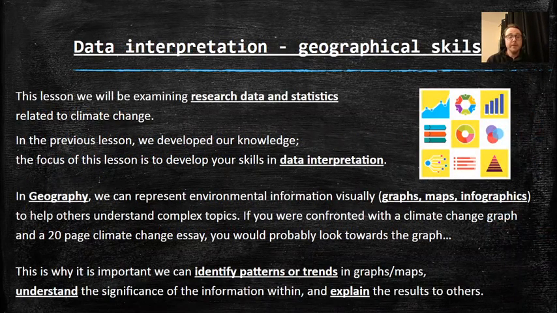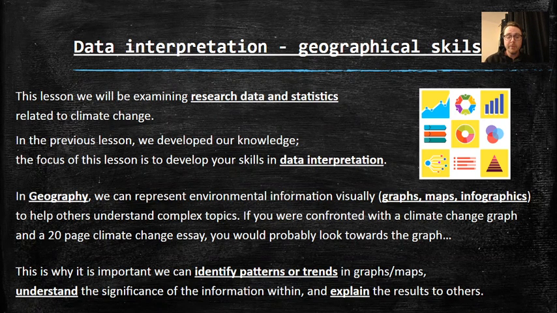So, this lesson will be examining research data and statistics. We're throwing out the textbook, not reading through Mr. Tapley's slides. We're looking at some numbers, some pretty pictures. And all of this is related to climate change. In the previous lesson, as I mentioned earlier, we developed our knowledge. The focus of this lesson is to apply that knowledge to some skills, developing your skills in data interpretation.